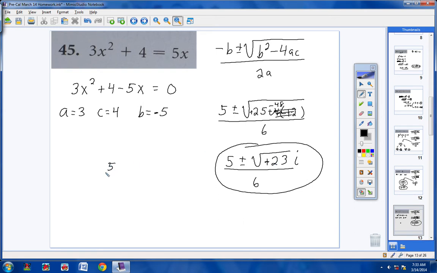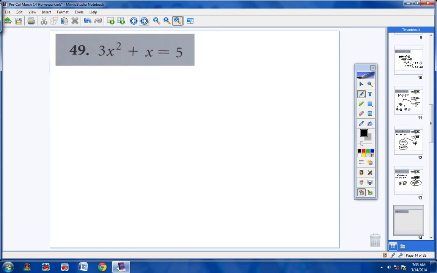If you would like to write your answer like this, I have no problem with that. I probably prefer this. It is a lot more mathematically accepted, but I will allow either answer. Okay, there we go. Moving on to 49.